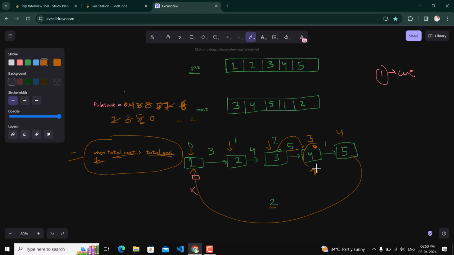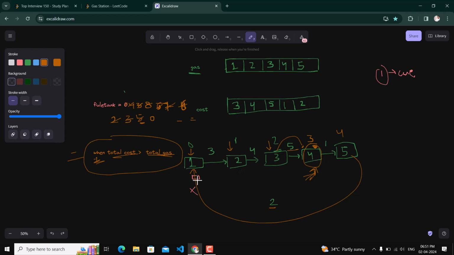So this is the required solution. This and only this will be our required solution. Other solutions do not exist, because it is already stated in the question that we will have only a unique solution. So what we have seen now: we will start from index 0 and check whether from this index we are able to utilize the gas, pay the cost and move to the next index. If we are able to, then it is our required solution.